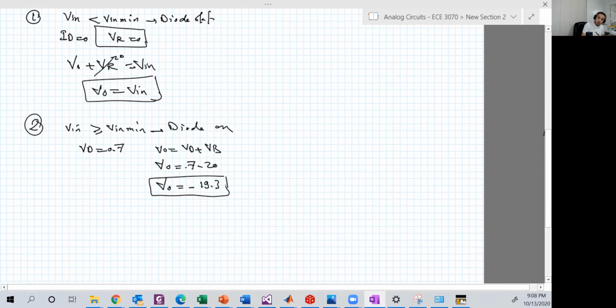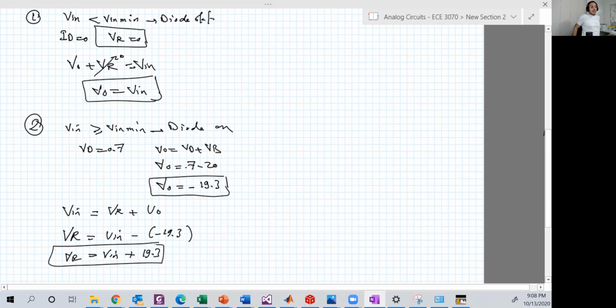So let's apply Kirchhoff to find VR now. VIN equals VR plus VO. Go back to the loop, you will find that is correct. So VR equals VIN minus VO, which is VIN minus minus 19.3, so V input plus 19.3. This is VR.